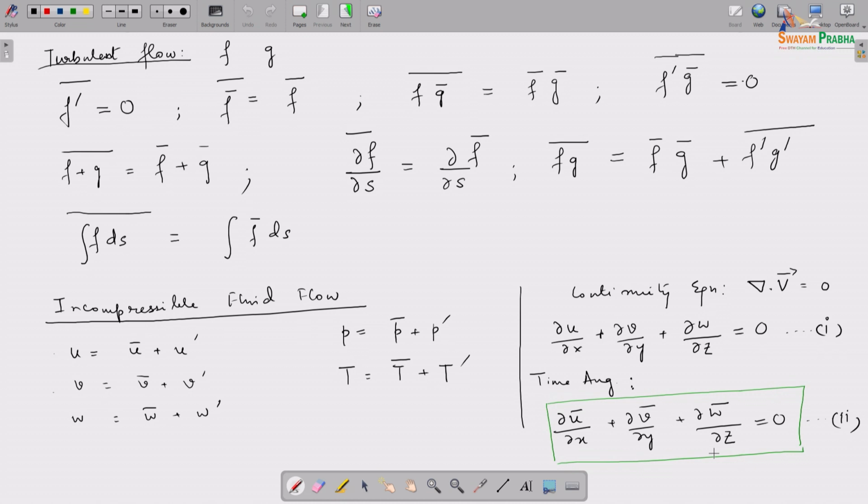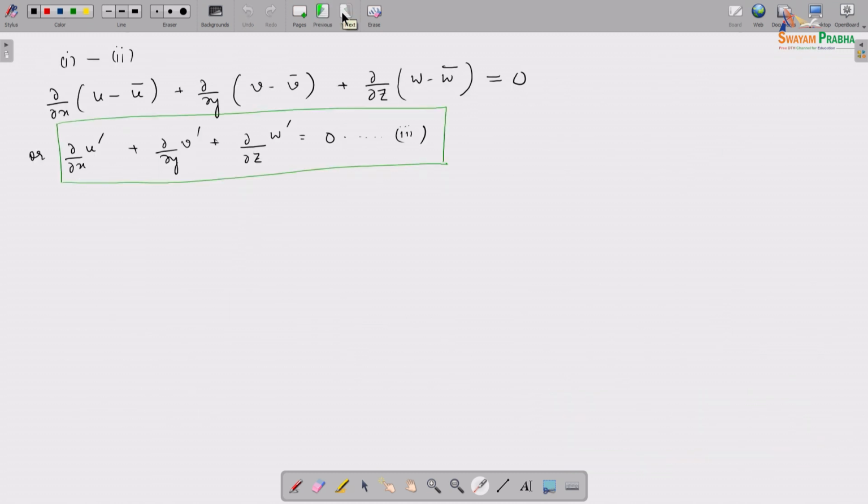So, first the expression 1 here is basically telling us that the velocity satisfies continuity, right. The second one is telling us that the time averaged velocity also satisfies continuity, right. And the third one is telling us that the fluctuating components of the velocity of a turbulent flow also satisfy continuity.